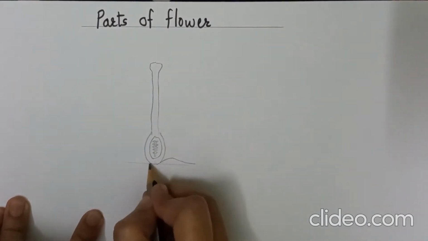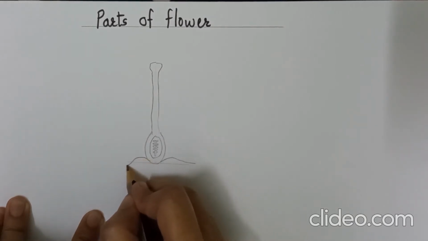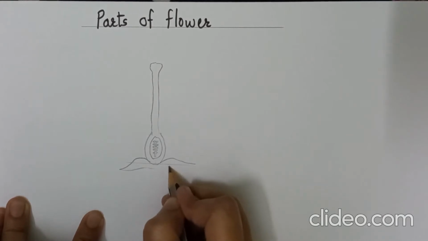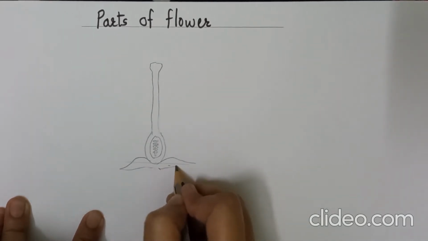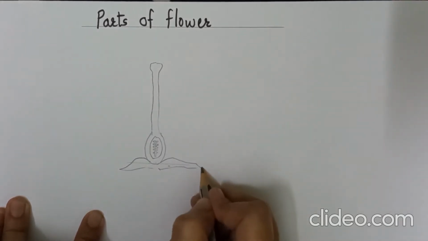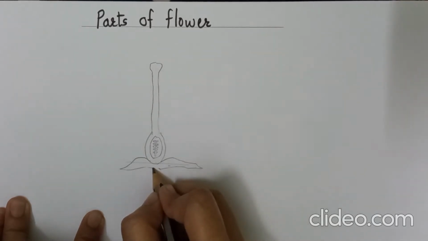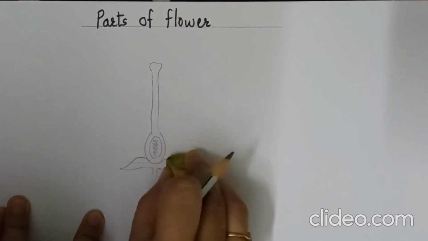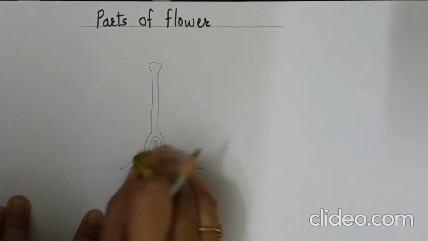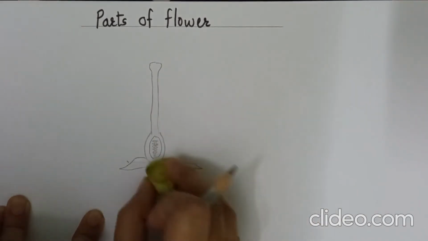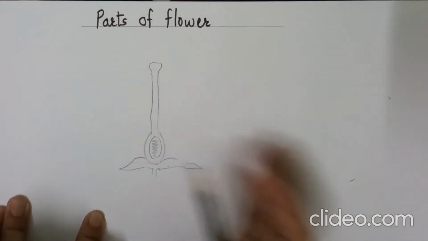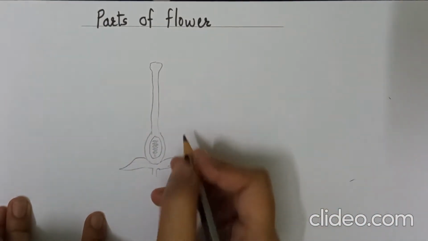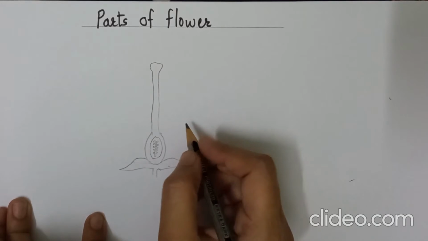Now let us draw this green color portion. We are not coloring it, but usually it appears green in color. This green color portion is nothing but sepals, right? Sepals. And then at the bottom we will be drawing a small stalk structure, that is pedicel. Okay, so when we finish drawing this, now let us draw anther and the filament.